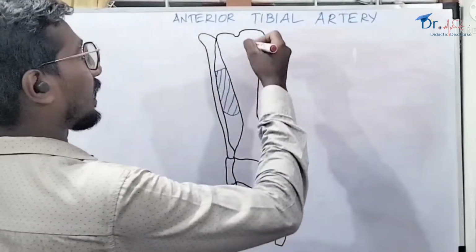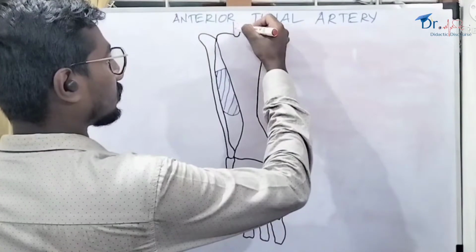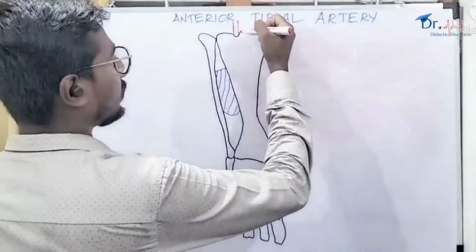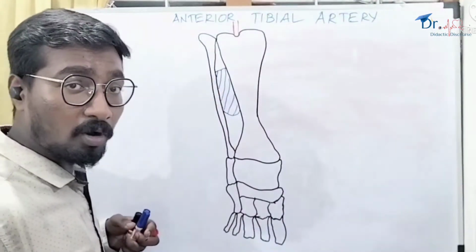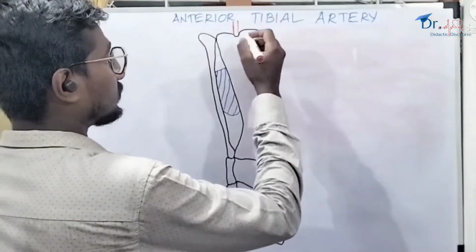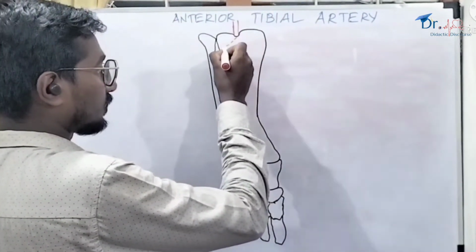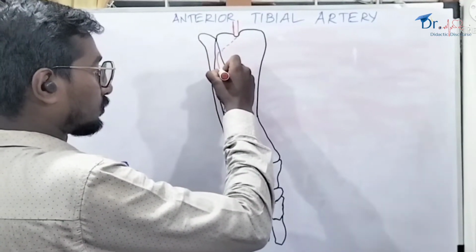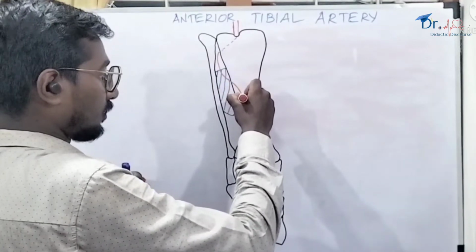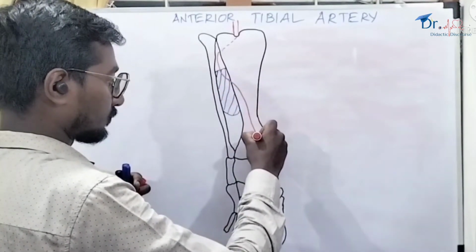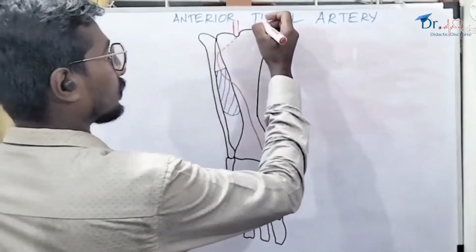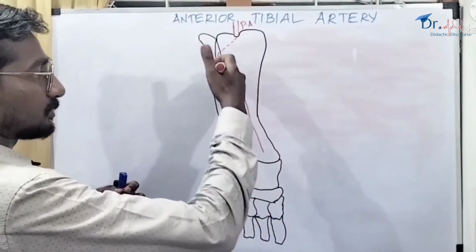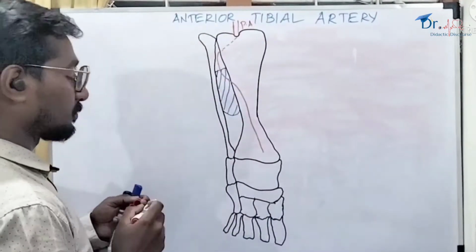As we discussed already, the anterior tibial artery arises from the popliteal artery. So this is the popliteal artery. As you already know, the popliteal artery runs through the posterior side of the lower limb. The popliteal artery gives rise to the anterior tibial artery by running in between tibia and fibula through the superior aspect of the interosseous membrane. So it runs anteriorly through the superior aspect of the interosseous membrane, and this is where you find the interosseous membrane.